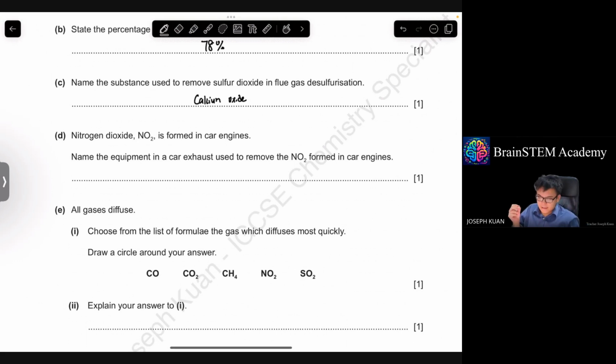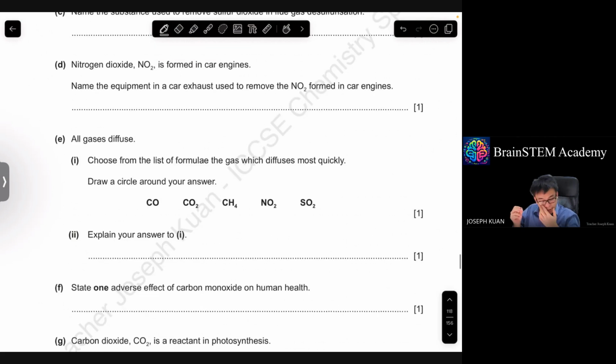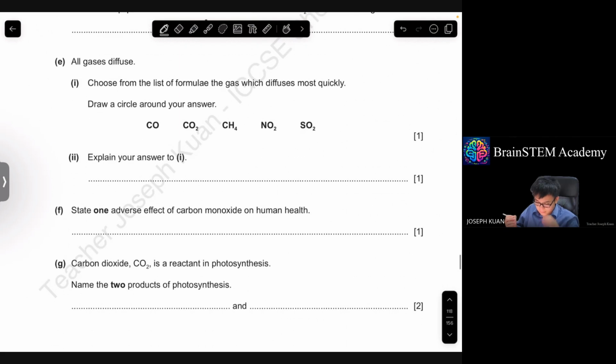Next, nitrogen dioxide is formed in car engines. Name the equipment in a car exhaust that is used to remove the nitrogen dioxide formed in car engines. That is actually the catalytic converter. Okay, next, all gases diffuse. Choose from the list of the formula the gas which diffuses the most quickly. Draw a circle around your answer.